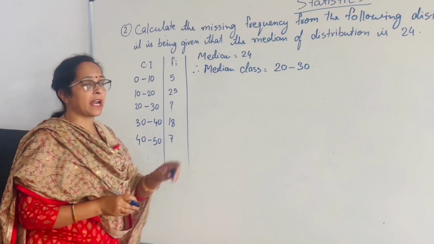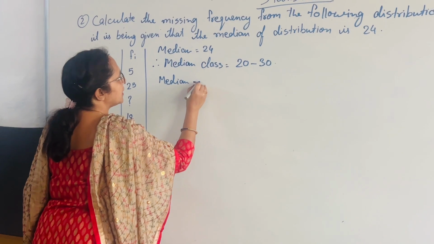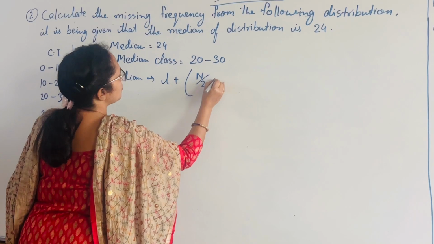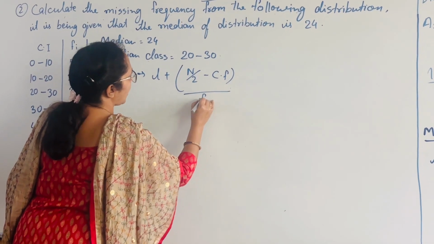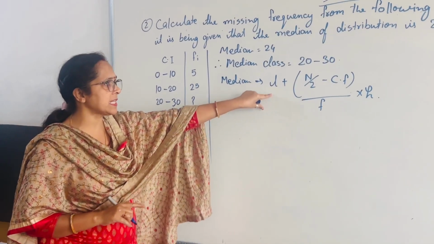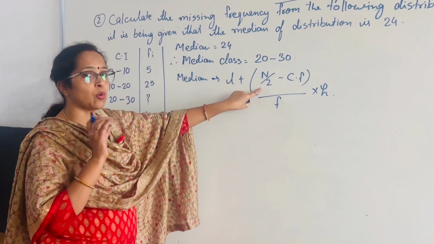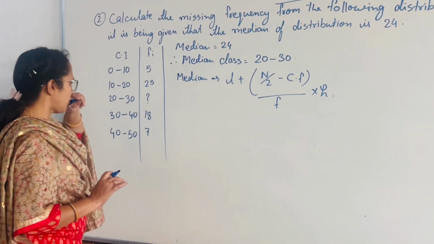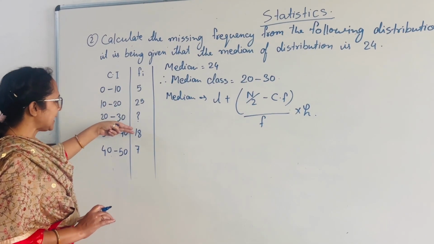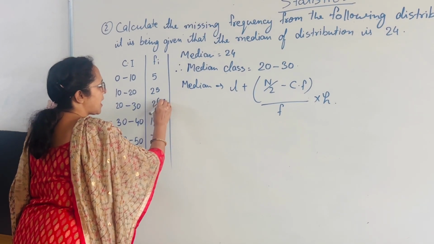Okay. Now we will write the formula. The formula for median I have already written on the right side of the table, and that is L plus N by 2 minus CF by F into H. L is the lower limit of the median class, which is 20 here. N by 2, where N is the total number of frequency. We can calculate from here: 25 plus 5, that is 30, and 18 plus 7, plus the missing frequency. At the place of missing frequency I am writing X.